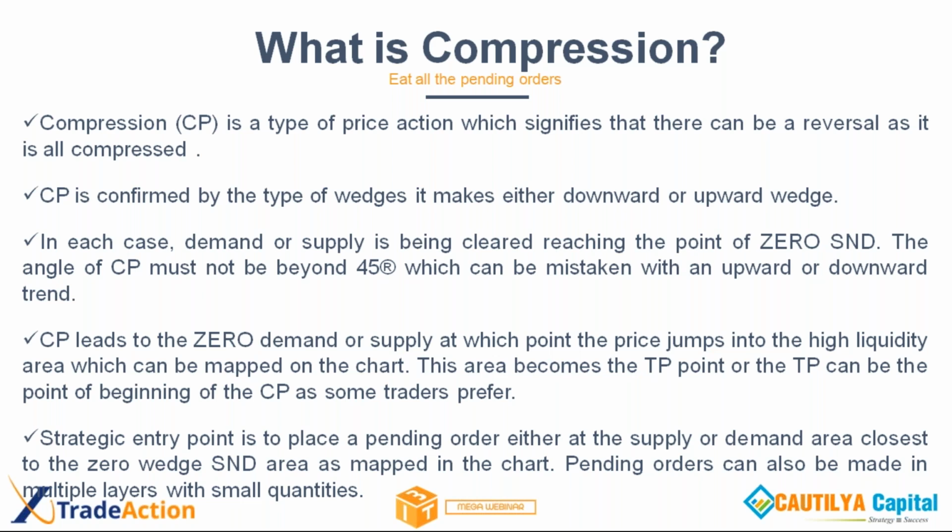Compression leads to zero demand or supply, at which point price jumps into a high liquidity area, which can be mapped on the chart, and this area becomes the turning point, or the TP can be the point of beginning of the compression, as traders prefer.